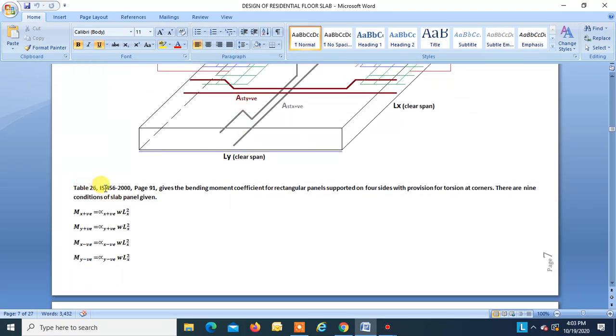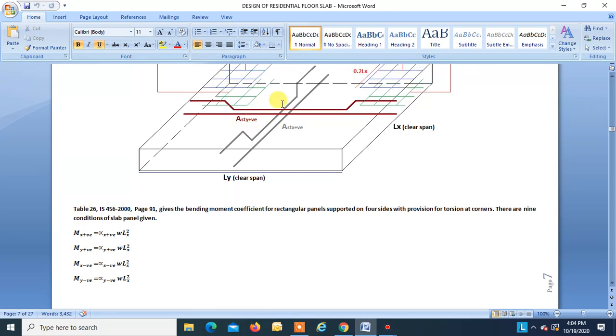Table 26, IS 456 2000, page 91, gives the bending moment coefficient for rectangular panel supported on four sides with provision of torsion at corners. There are nine conditions of slab panels given. So this is the formula for finding the Mx positive, that is positive moment about the shorter span.